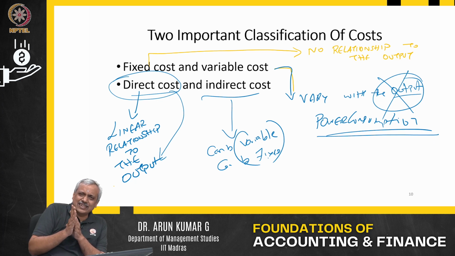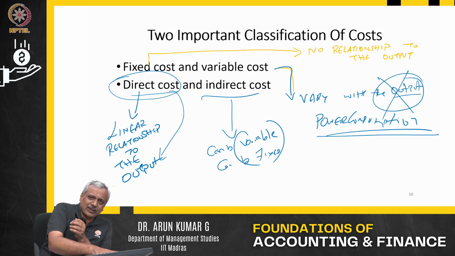So, indirect costs are the costs which are not linear, which are not directly traceable to the output. I repeat, indirect costs are such costs which are not directly traceable to the output. Indirect cost can be variable, yes. Indirect cost can be fixed, yes.